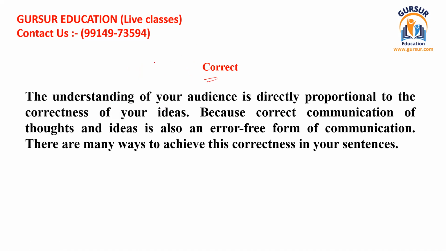The third is correct. Your message must be correct, or you must be correct with your ideas or opinion, what you are going to communicate. So that should be very correct. The understanding of your audience is directly proportional to the correctness of your ideas. If your ideas, your message, whatever you wish to deliver, is very correct to you, if you have correctness of ideas and thoughts, only then you can deliver the right kind of communication or message. So that was the third C for effective communication.